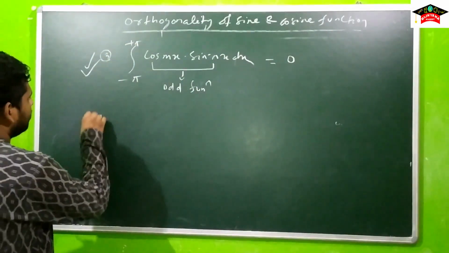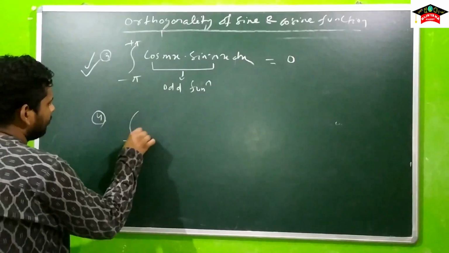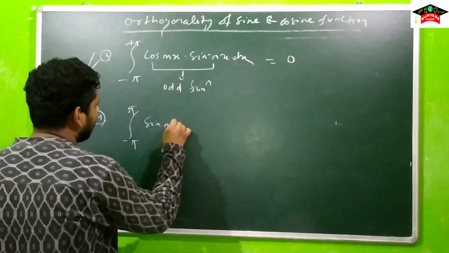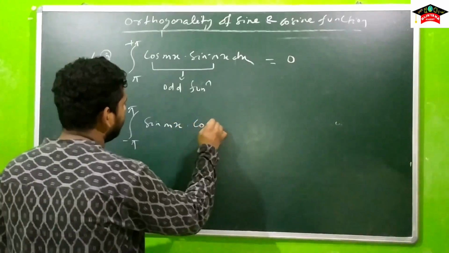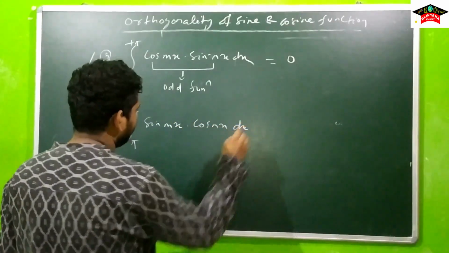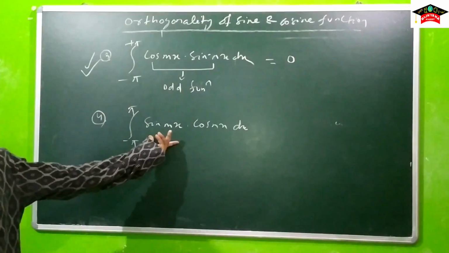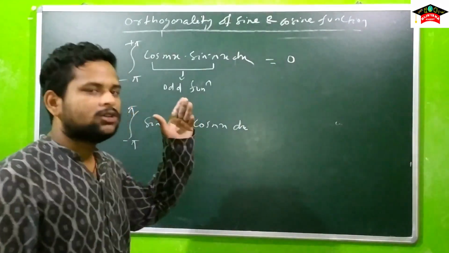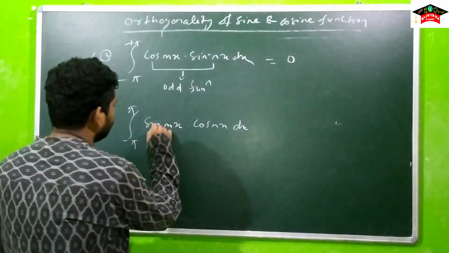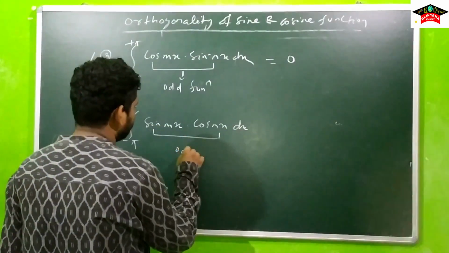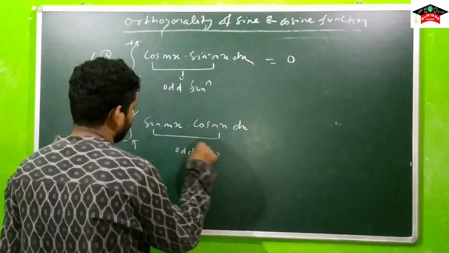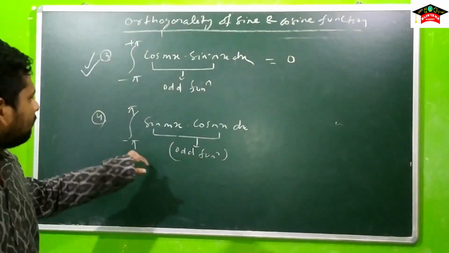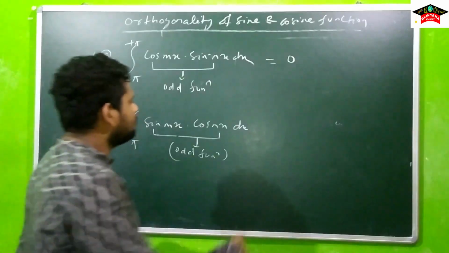So the fourth property is the integration from minus pi to plus pi of sin mx into cos mx. Same case: sine is an odd function, cosine is an even function. So the product of odd and even is always odd. I have already told you. So this is an odd function, and the integration of an odd function from minus pi to plus pi is always 0.